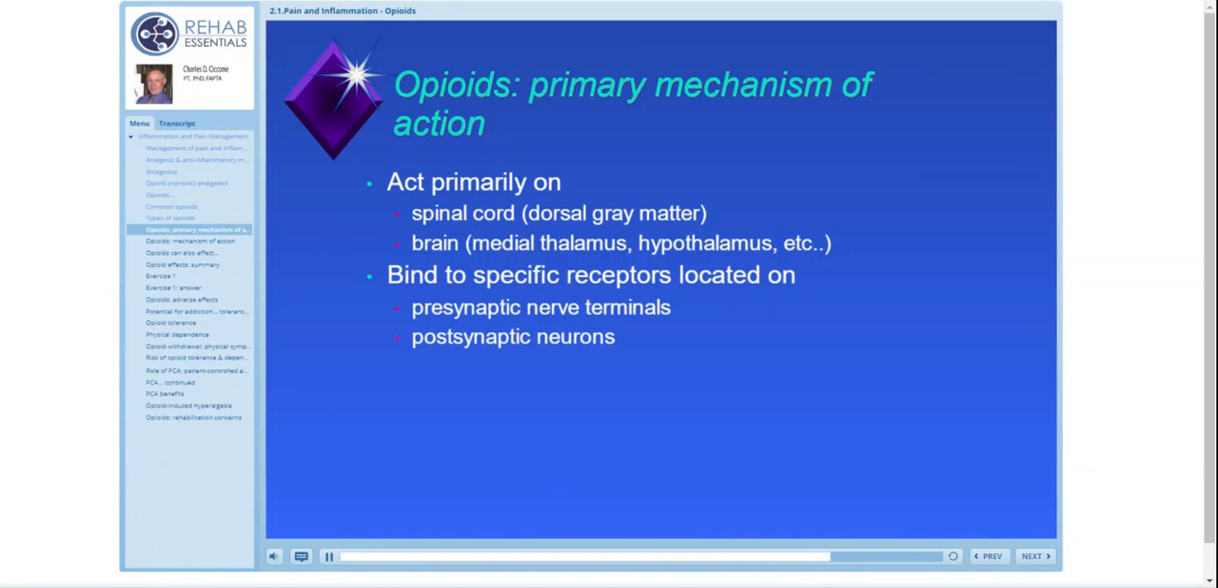And I think this is why they're so powerful. They don't just work at one place in the central nervous system, they work at many locations, and they don't work at either the pre or the postsynaptic neuron, they work at both.